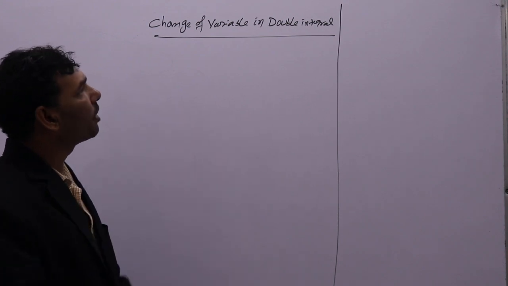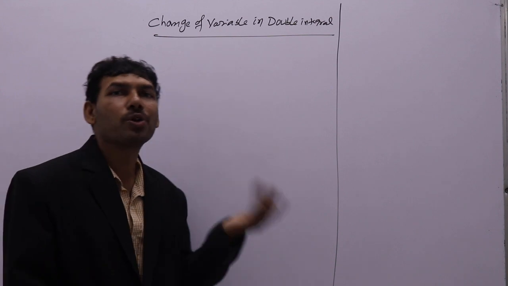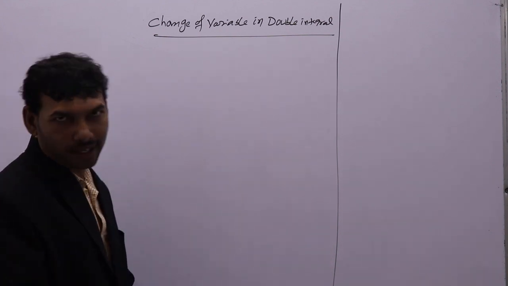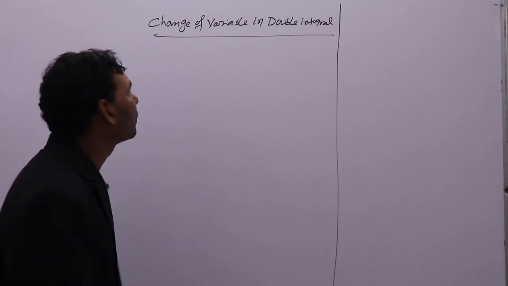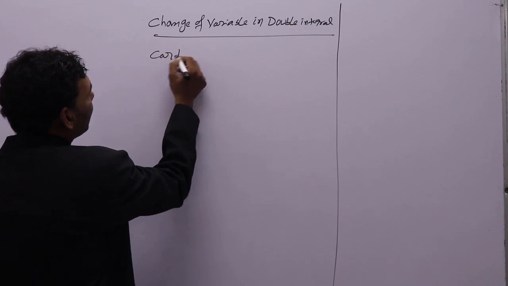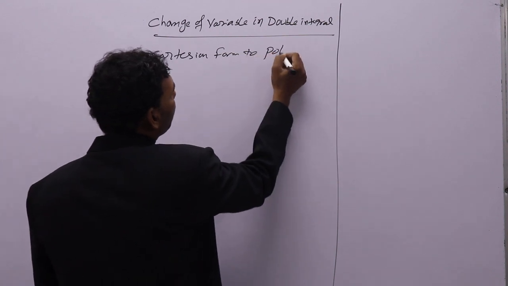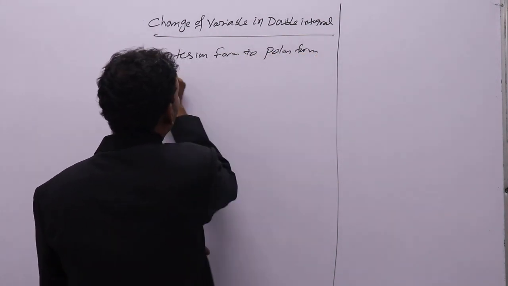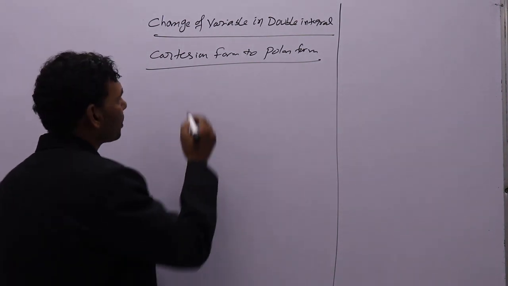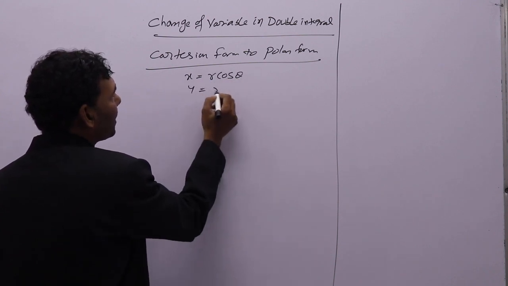Change of variable in double integral. We need to change the given variable from one form to another form. For changing a variable in a double integral from one form to another, for example, to convert from Cartesian form to polar form, you need to take these substitutions: substitute x as r cos theta, y as r sin theta.